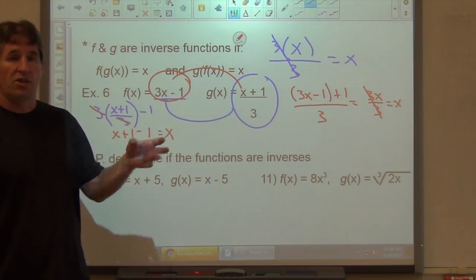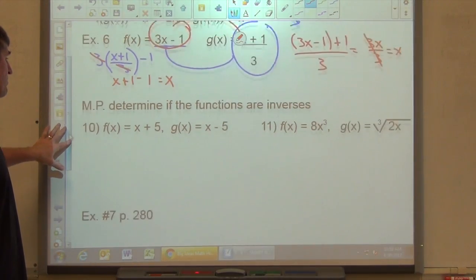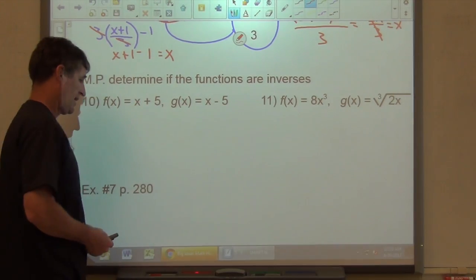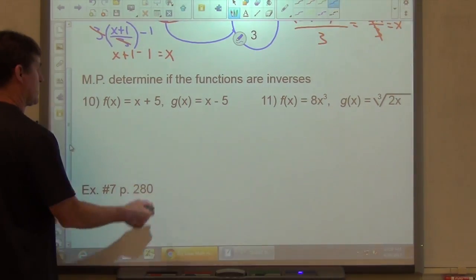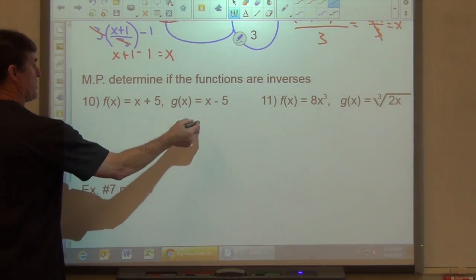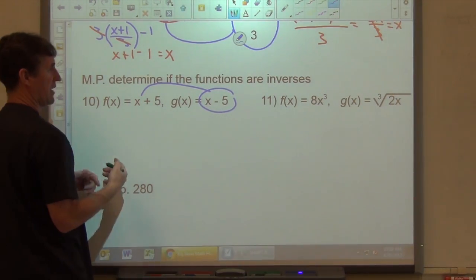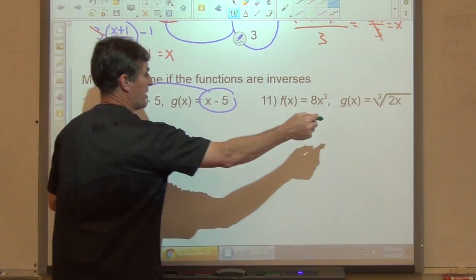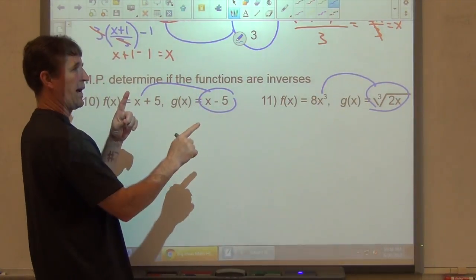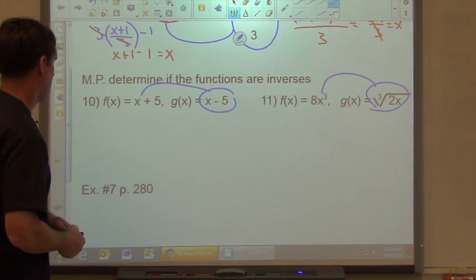They're going to give you two functions and ask you to determine if they're inverses or not. As an example, if we look at 10, here it says f of x is x plus 5 and g of x is x minus 5, so we just plug it in. We're going to take this and plug it in for x. So go ahead and try this, and then come back and check it. Same thing here. You're going to take this and plug it in for x and work it out, and then you're going to do it the other way also. Make sure it works both ways. So go ahead and pause the video and try that. Come back, see how it worked.